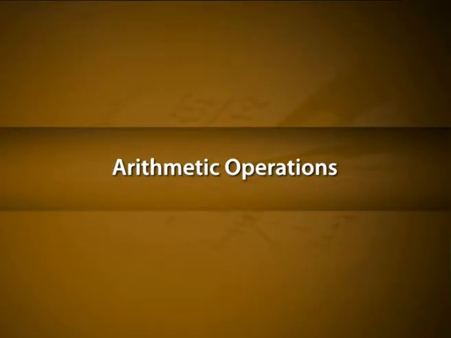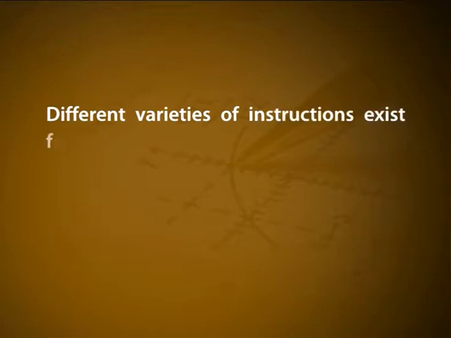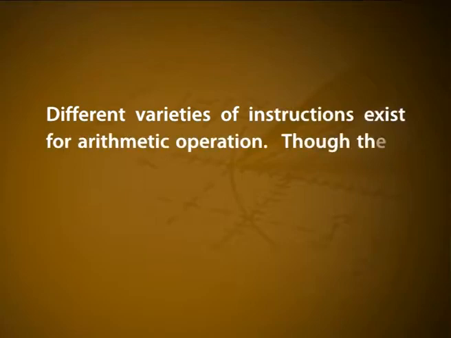Arithmetic operations. The basic arithmetic operations are addition, subtraction, multiplication and division, but subtraction is performed by negating and adding. Multiplication is repeated addition and division is repeated subtraction. Hence, smaller CPUs are designed with only an add instruction or only add and subtract instructions. Different varieties of instructions exist for arithmetic operations.